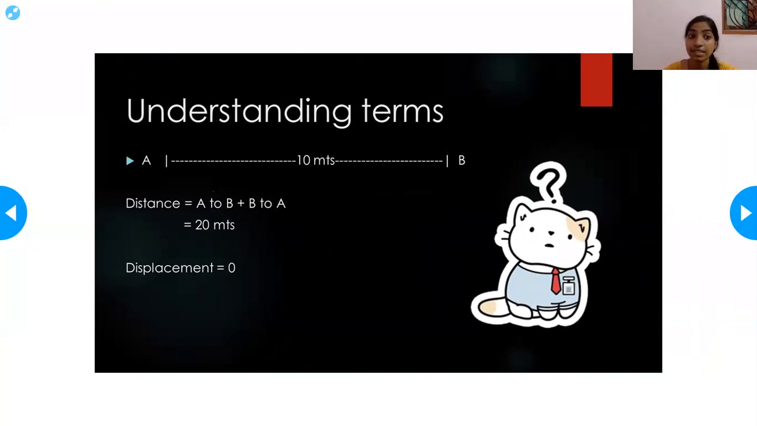Displacement is the distance from your initial position to your final position. Now, if we move from A to B, the displacement is 10 meters. But if you're coming back to the same point A from where you started, displacement is going to be 0.